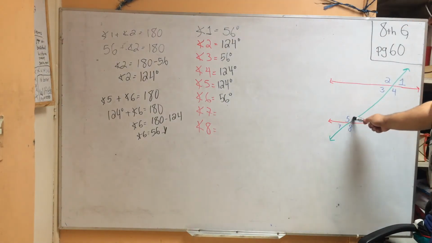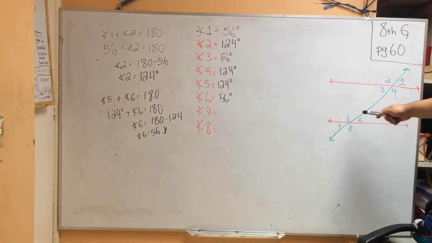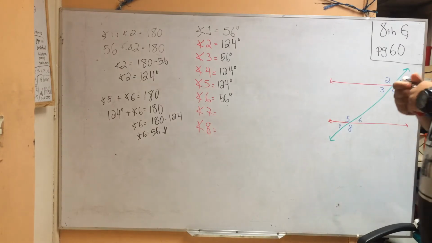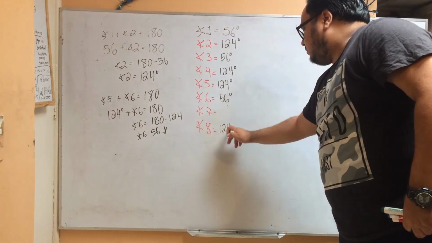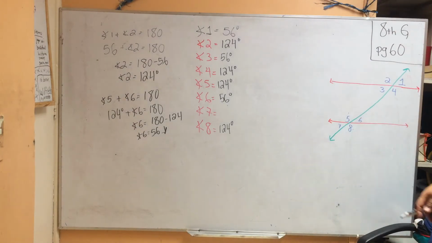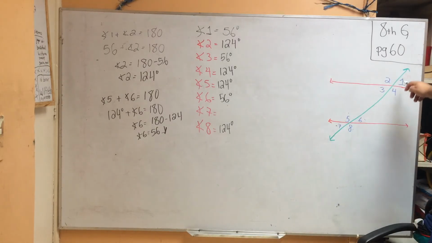Now, we have the measurement of angle number 5, and we have the measurement of angle number 6. Using the same definition we already know, the measurement of angle 8 is what? The same as angle number 5, because they are vertical angles. So angle 8 is 124 degrees. And since we already have angle number 6, they are vertical angles with angle number 7, and they are also exterior alternate angles with angle number 1. So that means that they have the same measurement.